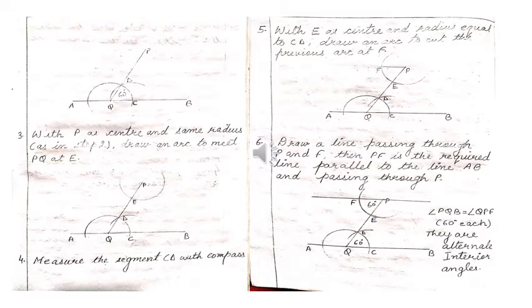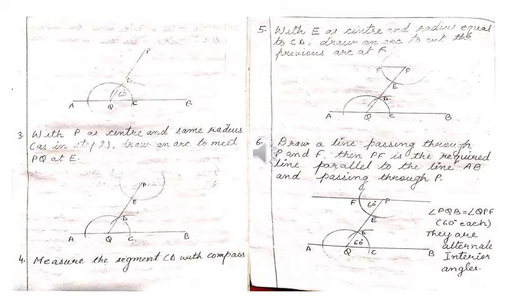Now measure the segment CD with a compass. With E as a center and radius equal to CD, draw an arc to cut the previous arc at F, as you can see on your screen. Now draw a line passing through P and F. Then PF is the required line parallel to the line AB and passing through P.